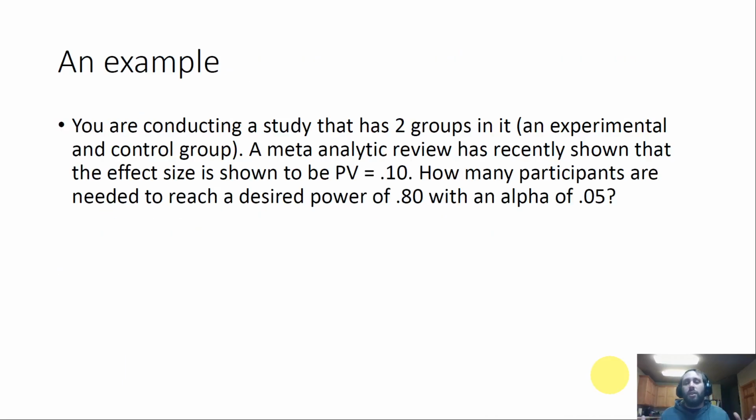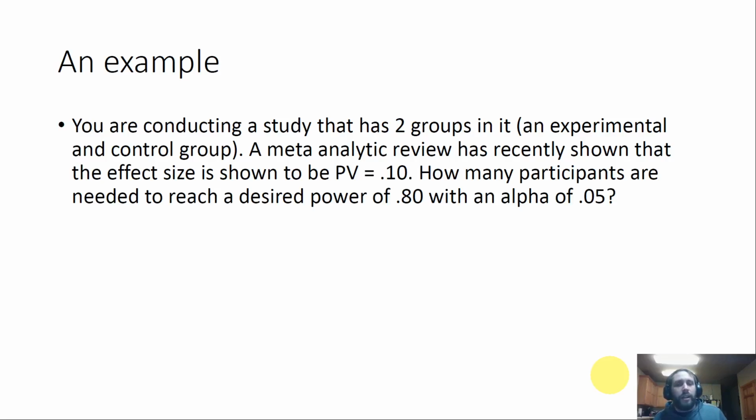Yes, so let's go ahead and just do an example here. You're conducting a study that has 2 groups in it, an experimental and a control group. And a meta-analytical review has recently shown that the effect size is a PV of 0.10. So now we have to ask the question: how many participants are needed to reach a desired power of 0.80 with an alpha value of 0.05?